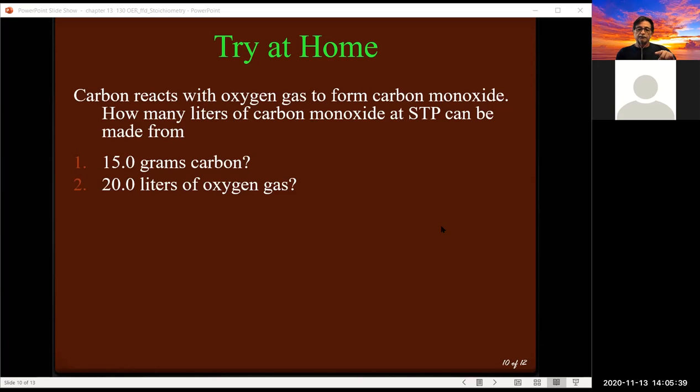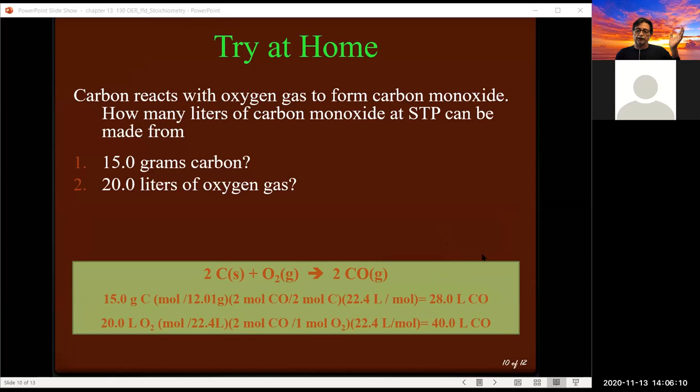You might want to try these at home. The question is given to you. Carbon reacts with oxygen to form carbon monoxide. And then the question is, how many liters of carbon monoxide at STP can be made if you start off with 10 grams of carbon? Okay. And the second part, how many liters of carbon monoxide can be created if you start off with 20 liters of oxygen? Okay. And you should end up with 28 liters for the first example and 40 liters for the second.